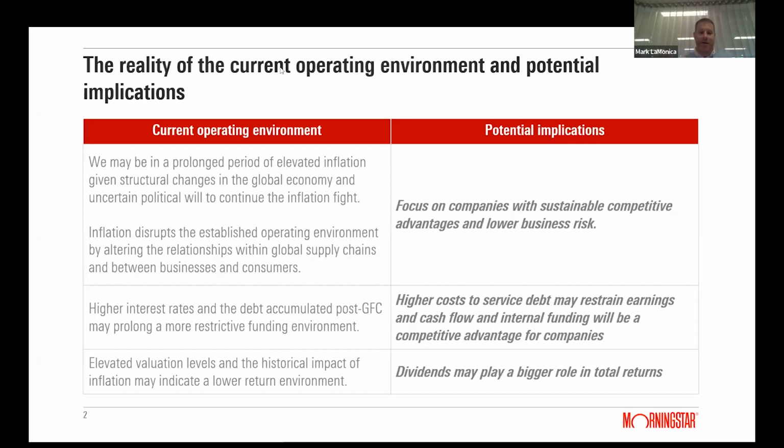So the last point, then I'll get to Michael's question: elevated valuation levels and inflation historically, and I'll talk about both of these, may indicate that we have a lower return environment ahead. So let's break both of these down.